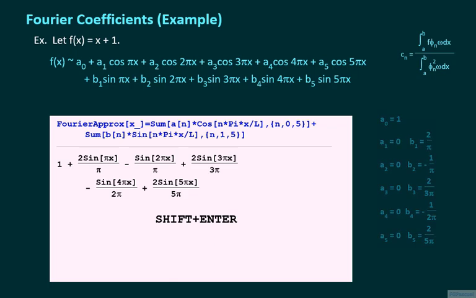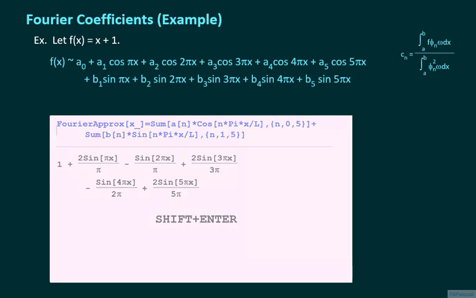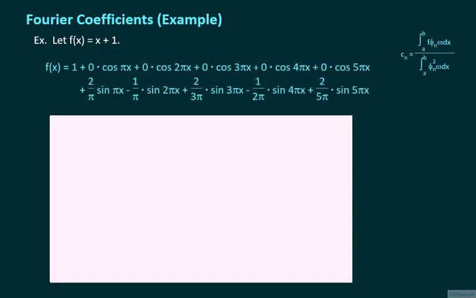We check to see how good of an approximation the Fourier approximation is by plotting f of x together with the Fourier approximation. We use the built-in Mathematica command Plot, and we start with an opening brace since we are plotting more than one function. We have f of x, and then the function Fourier approx x.